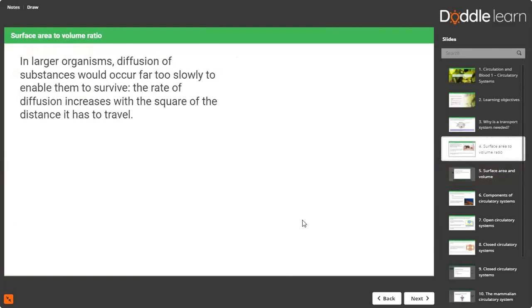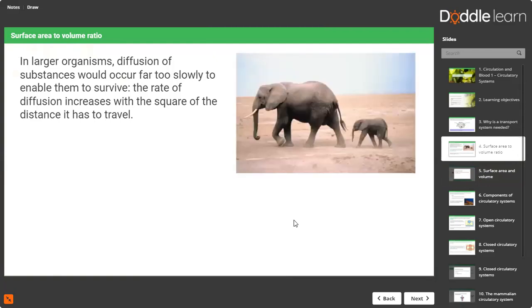So surface area to volume ratio, we've talked about this quite a bit. So in large organisms, the diffusion of substances would occur far too slowly to enable them to survive. So the time for diffusion increases with the square of the distance it has to travel. So for example, insects can use the spiracles and the tracheal system for gas exchange, but there is more diffusion occurring there than obviously in humans.